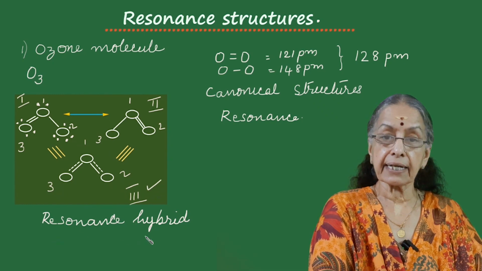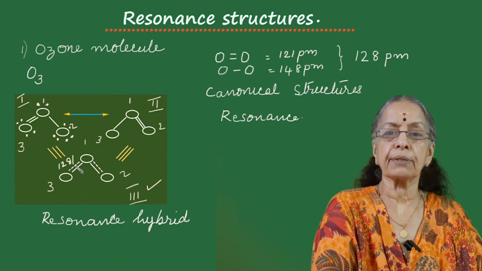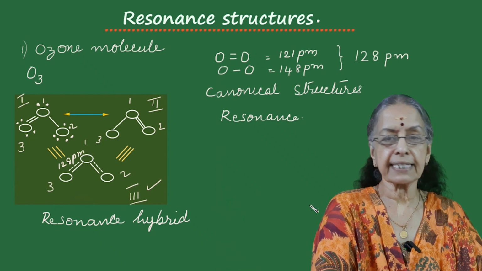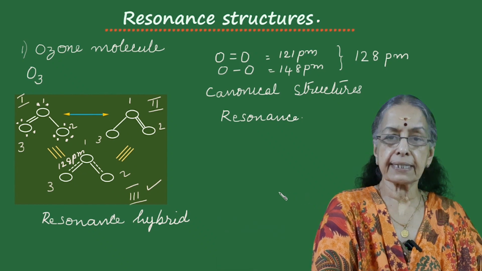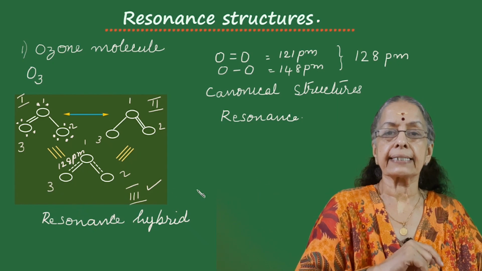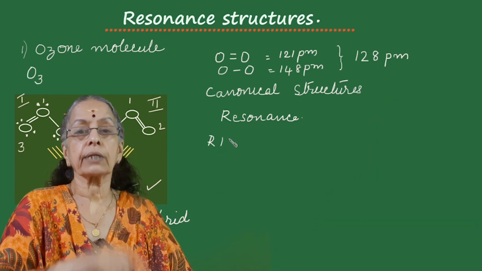Please note this point. It exists as structure number 3. That is the resonance hybrid. I will mark the bond length in the resonance hybrid as 128 picometer. Both bonds have the same length. I hope it is clear. Now, why should this molecule exist as a resonance hybrid and not as any one of the canonical forms?